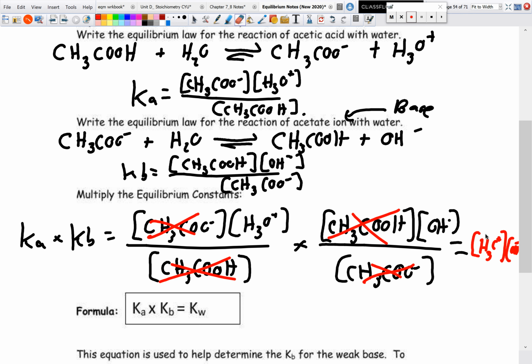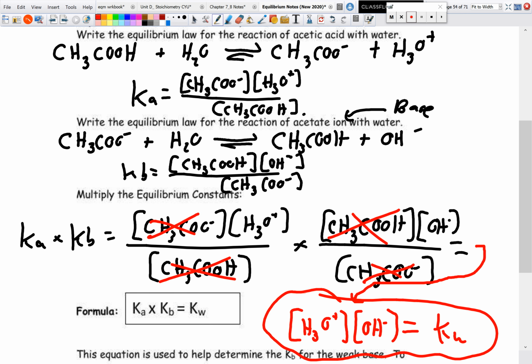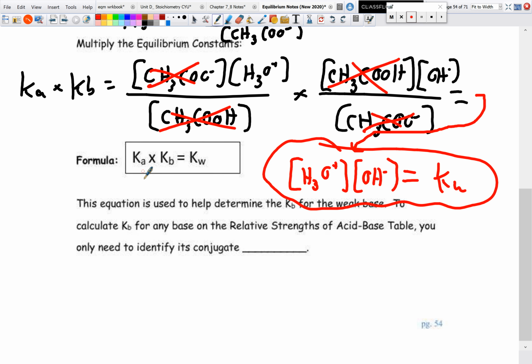Just let me write this a little better here. What we're left with is just H3O plus times OH minus, which is in turn Kw. So, long story short, this is just proving that if we multiply the ionization constant for the acid by the ionization constant for the base, we get Kw. So therefore, we can use our acid-base table. All we need to do is identify its conjugate acid. So, let's have a look how this works.